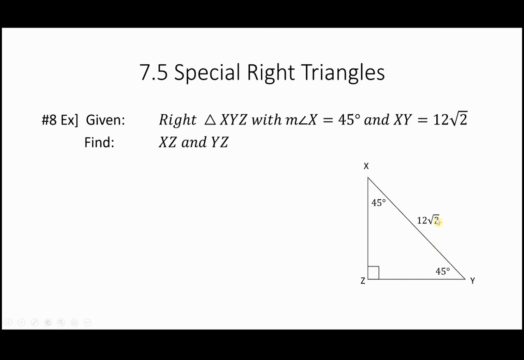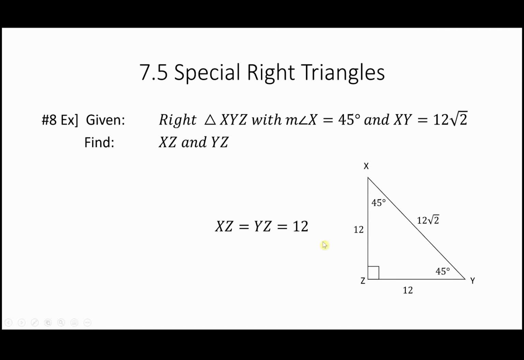And then say to yourself, all right, if I have the hypotenuse and it's 12 times root 2, well, then this 12 value, whatever's being multiplied by that root 2 factor, is going to be the length of the legs, which is exactly what I'm being tasked with finding. XZ and YZ are the two leg lengths.